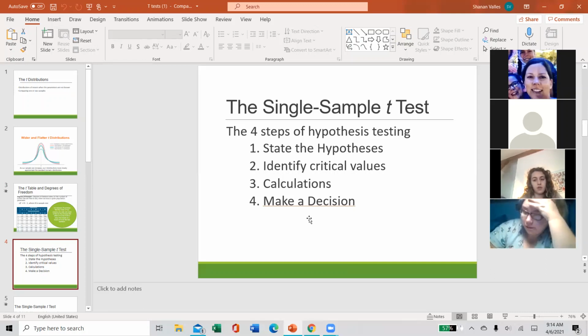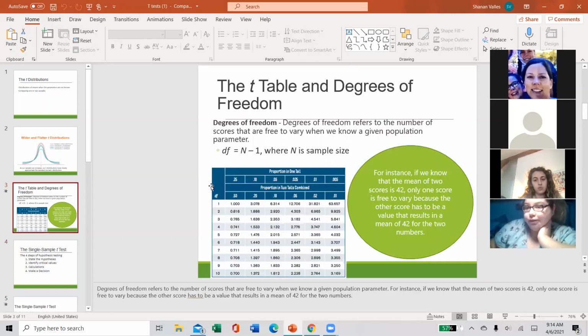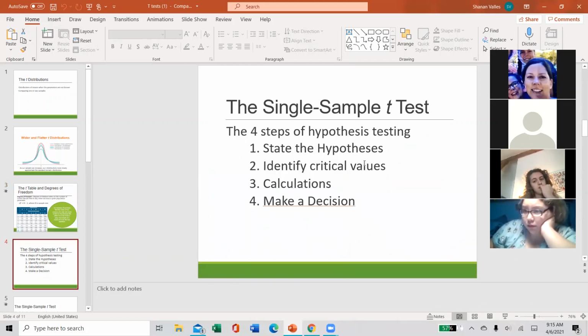Step 2, finding those critical values. This is a really easy step. It's just using this table. Like I pointed out before, if I had 10 people in my sample, my degrees of freedom would be 9, and I would slide my finger over to the two-tailed 0.05 column, and this 2.282 would be my critical values. So step 2 is really easy. It's just finding those critical values.